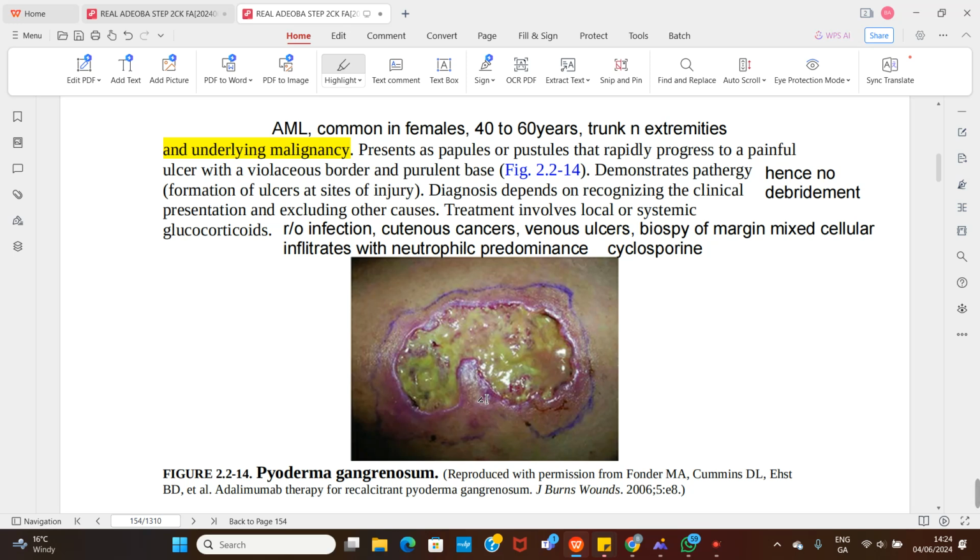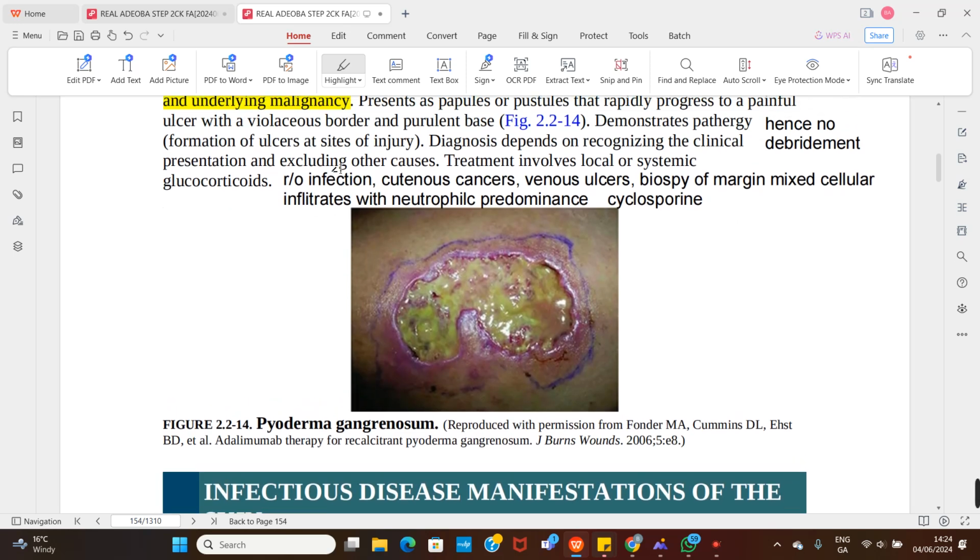In making your diagnosis, you might need to rule out infection. To rule out infection, this would be like Borrelia or something. You know, it could be due to Pseudomonas. You know, rule out cutaneous cancers, especially the squamous cell carcinomas of the skin. Rule out venous ulcers because they can present this way. And sometimes you might need to do a biopsy to confirm your diagnosis.